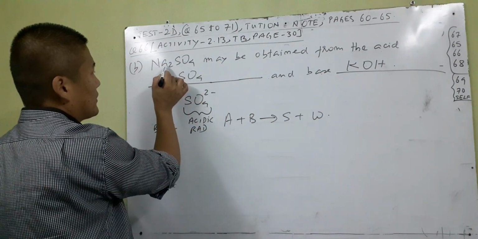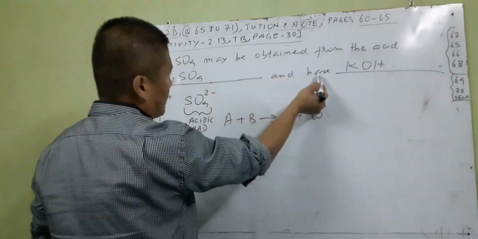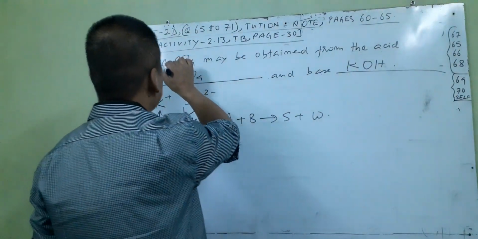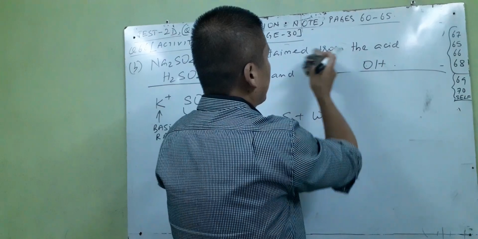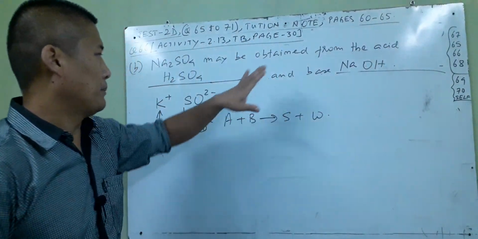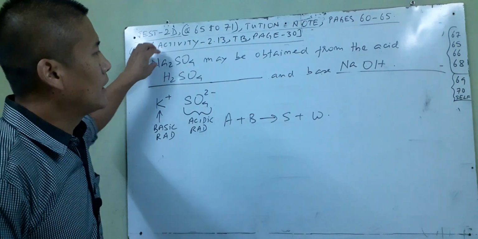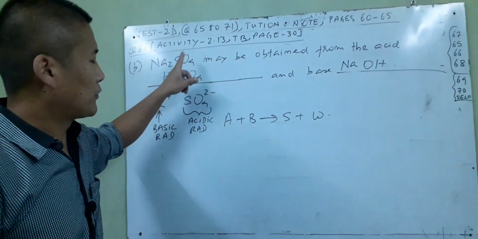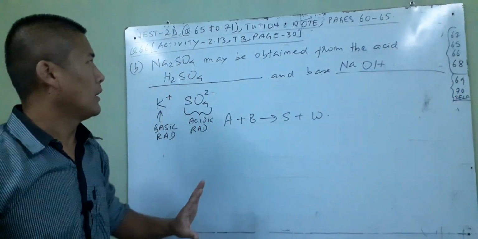And from here, positive, the base will be obtained from there. The idea will come from there. So this time it's not K, it's Na. So NaOH is the base. Remember, the base will be found from the positive radical. The acid will be found from the negative ion; the clue will be given by the negative ion.